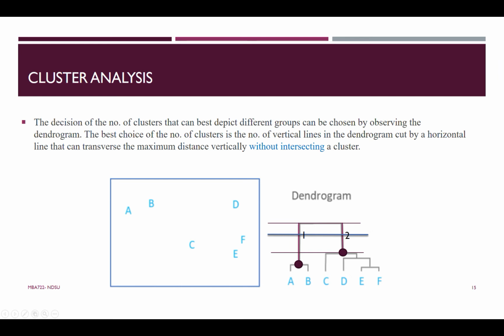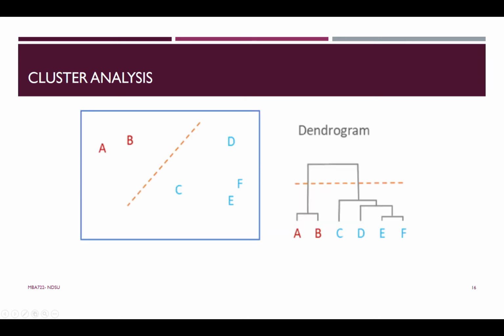In this case, the dendrogram shows us that the big difference between clusters is between the cluster of A and B versus that of C, D, E, and F. The best choice of the number of clusters is the number of vertical lines in the dendrogram cut by a horizontal line that can traverse the maximum distance vertically without intersecting a cluster. Observations that are joined together below the line are in clusters. In the example below, we have 2 clusters. One cluster combines A and B, and a second cluster combines C, D, E, and F.